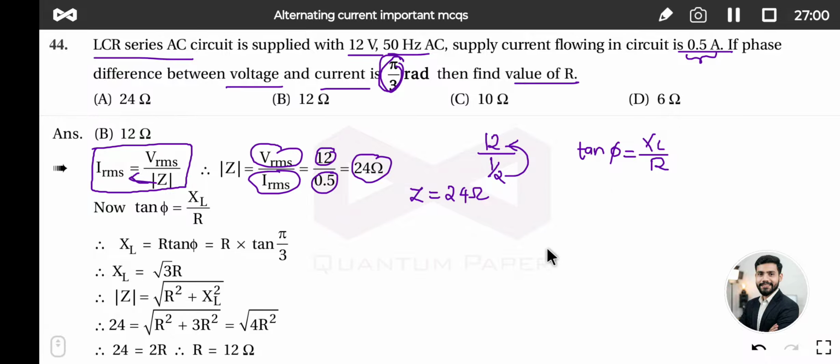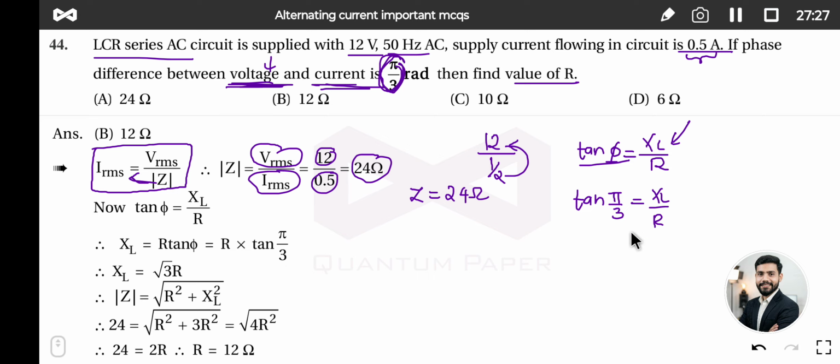So we are using here XL upon R because here it is given that the difference between voltage and current is pi by 3. So that means voltage is leading current by pi by 3. So it is nothing but an inductor circuit, connected with an inductor. So tan phi is equal to XL upon R, and phi is given as pi by 3. So tan pi by 3 is equal to XL by R. So tan pi by 3 value is nothing but 1 by root 3 is equal to XL by R.